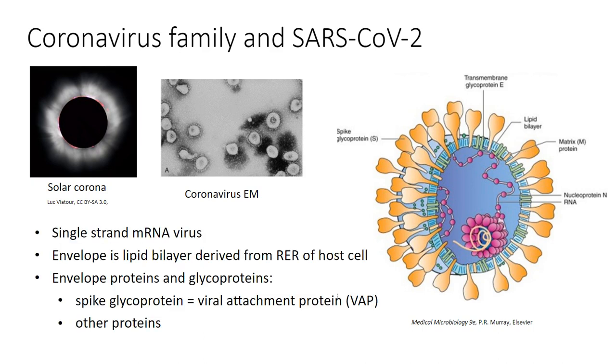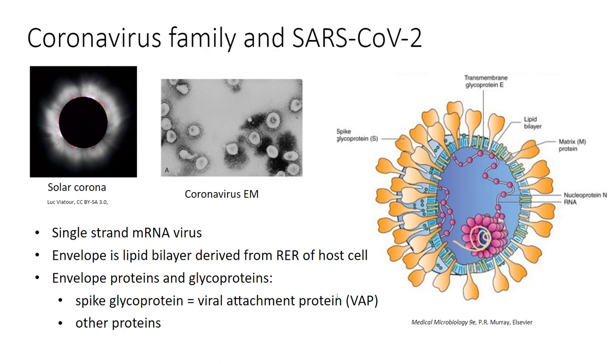In this picture, you can see the coronaviruses are single-stranded mRNA viruses, and that's the gold spiral inside the cell. And then the red dots around them are the viral proteins that form the capsid. It's an enveloped virus, and the envelope is actually a phospholipid bilayer, similar to our cell membrane, because it is actually derived from the rough endoplasmic reticulum of the host cell.